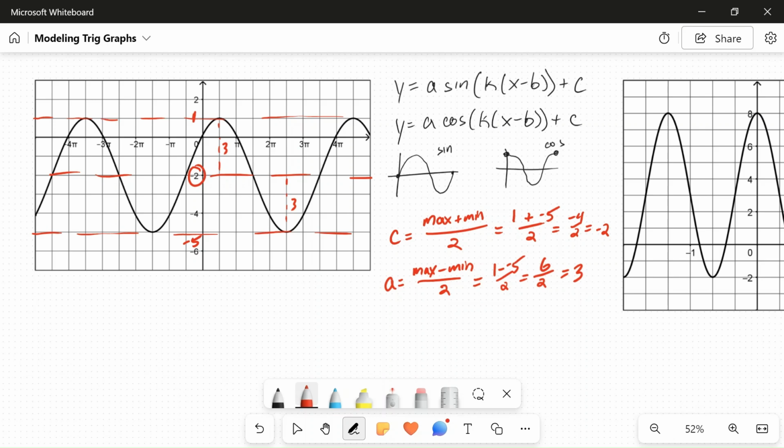To figure out the inside values, the K and the B, we need to locate what period of the graph we are talking about. So I'm going to look for the closest place where the graph touches the midline to the y-axis. I could go to the left or to the right, but in this case, it looks like it crosses the y equals negative 2 midline just a little bit to the left of the y-axis.